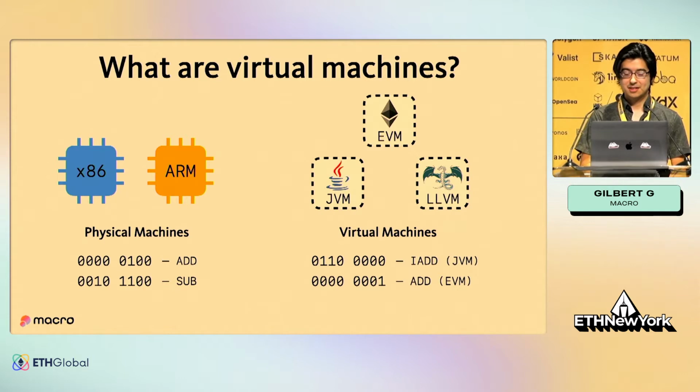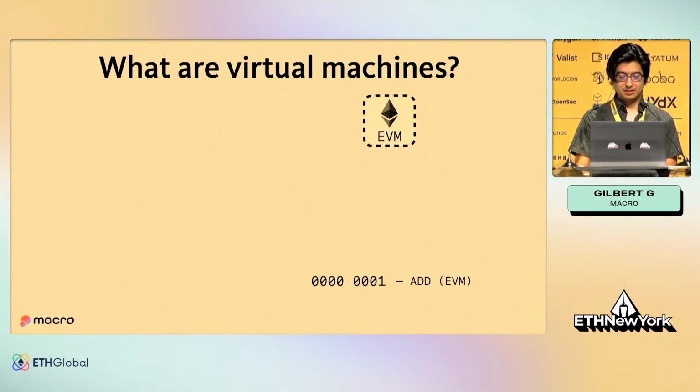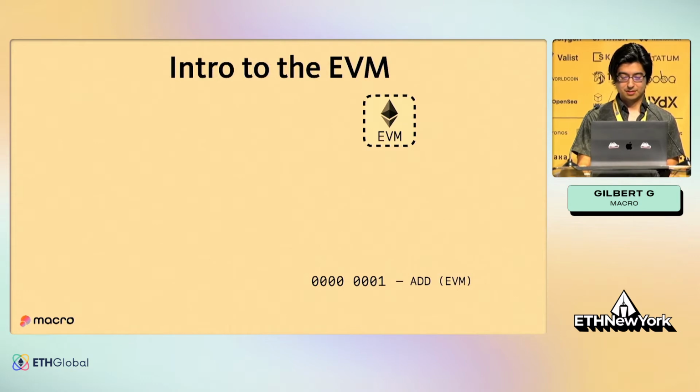So what we're going to do next is we are going to look at how the EVM runs. There's three parts to the EVM. There's the stack, there's memory, and there is storage. So we're going to take a look at how that works.